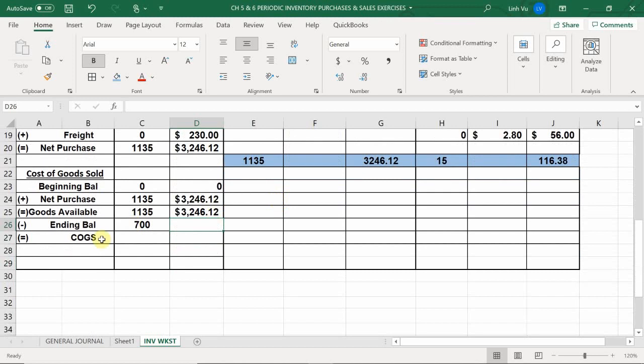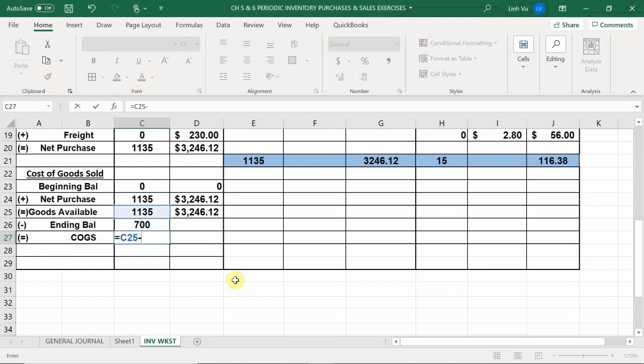Okay. So let's answer the question. If I started with 1,135 and I have 700 remaining, what is my total cost of goods sold? How many items did I sell?